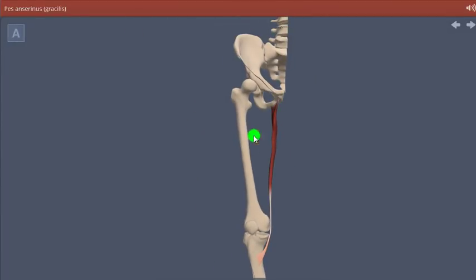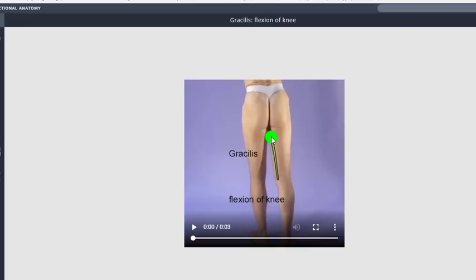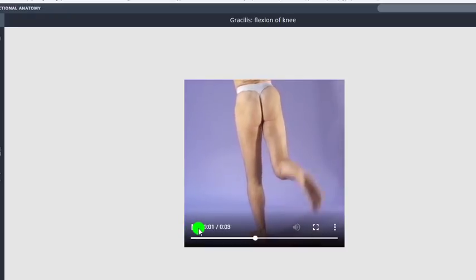So this muscle adducts the thigh at the hip joint, and it also flexes the knee. All the muscles that are attached to SGS area flex the knee. The surface anatomy of gracilis, it flexes the knee when the hip is adducted.